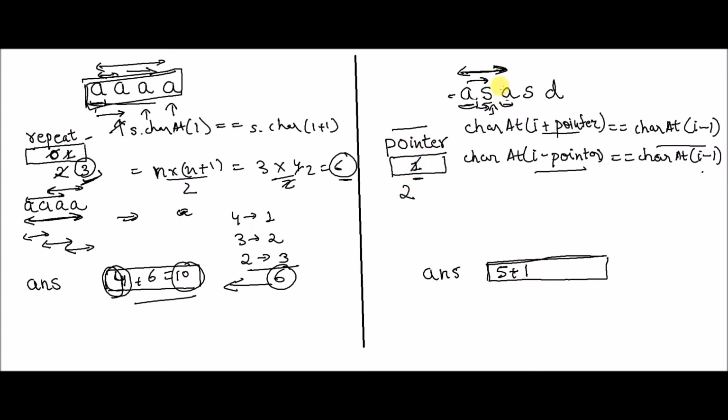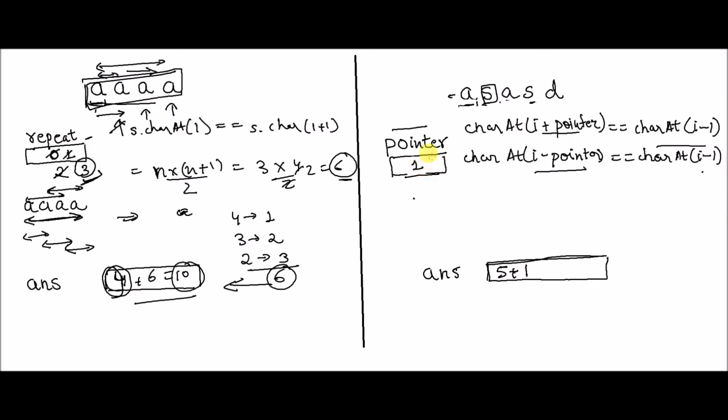So pointer is 2 now, and with SS as the center we will again check whether the character at I plus pointer, that is S, is equal to A. No, S is not equal to A, so we will move forward and set our pointer to 1 again. Okay, so I hope this is a bit clear now how we are going to do this.